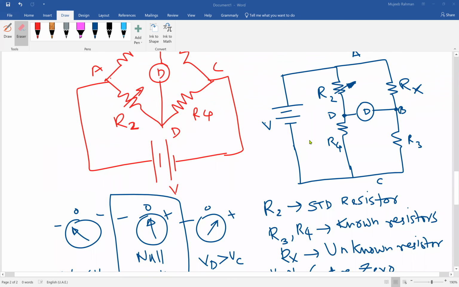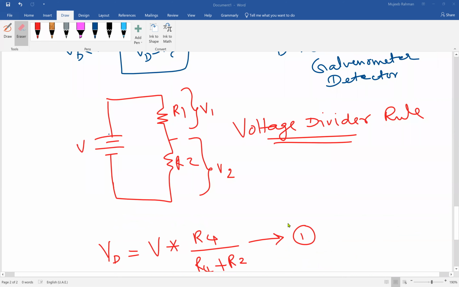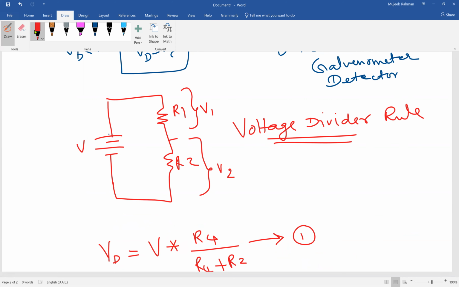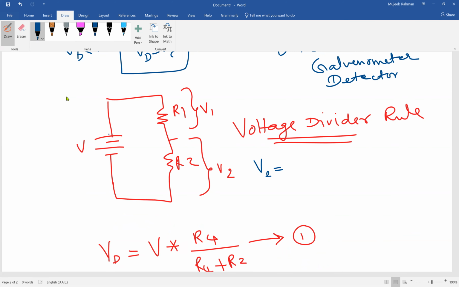The advantage of this particular circuit is that we can apply directly the voltage divider rule. As we have already studied earlier, the voltage divider equation, if you are interested to find out the input voltage which is divided among two known value resistors, is calculated as follows. If you are interested in V2, which is across R2, it is calculated by the applied voltage multiplied by R2 divided by R1 plus R2. Same way, if you are interested in V1, it is calculated by V into R1 divided by R1 plus R2.